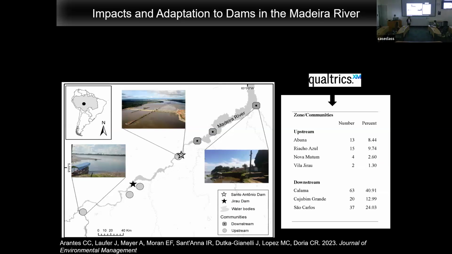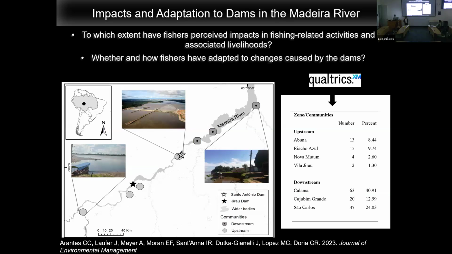Okay, so last thing is, we were interested in understanding, okay, we are seeing these shifts in composition and declines in yields. What are the fishers, the people there, what are their perceptions? So that is where we addressed the questions of whether and to what extent fishers perceived impacts in the fishing activities, and what they did in response to that. Did they implement adaptation strategies to cope with these changes? To answer these questions, we conducted interviews with communities in regions upstream and downstream of the dam.